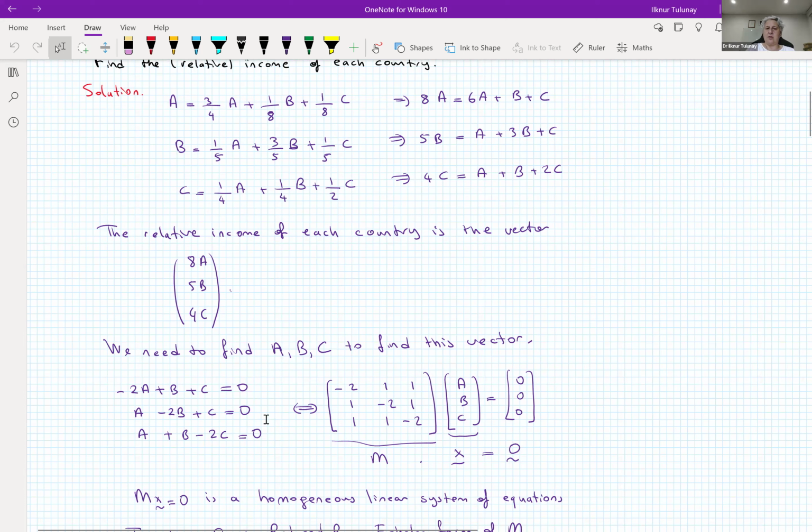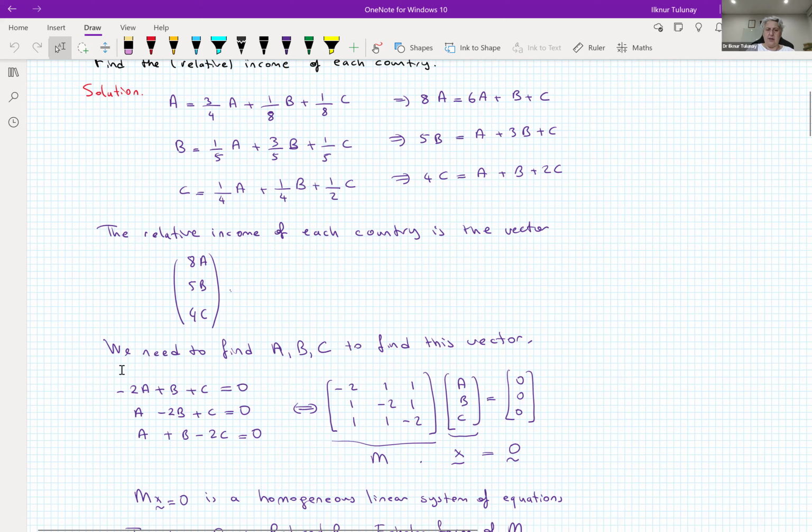This linear system of equations can be written as a matrix multiplication with vectors. This is the coefficient matrix, as we've done before: minus 2, 1, 1; 1, minus 2, 1; 1, 1, minus 2. The unknown vector is A, B, C, and on the right-hand side is 0. This is just a matrix multiplication. This row with this column will give us this, and that is exactly the first equation, minus 2A plus B plus C is equal to 0. The multiplication of this row with this column equal to 0 is the first equation, and so on.